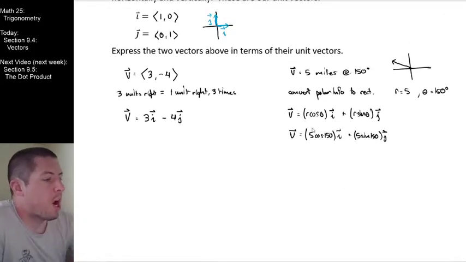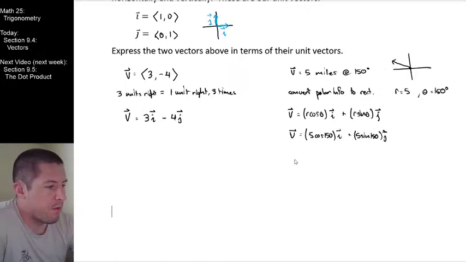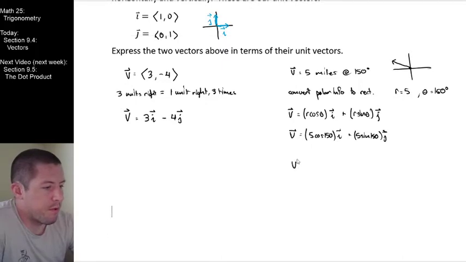So when I do this here, cosine of 150, I can see that it's going to be negative. It looks like our horizontal component here is more than our vertical component, so I think that's going to be my root 3 over 2. So I think that I'm getting here that this should be 5 times root 3 over 2 i.